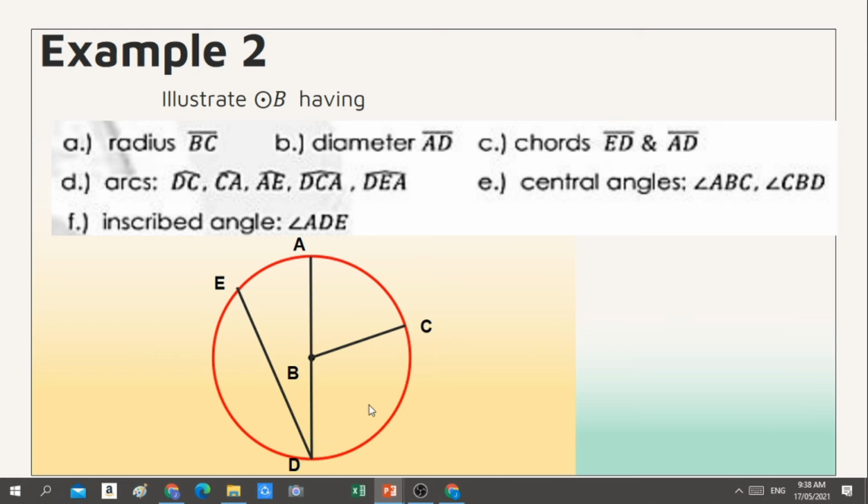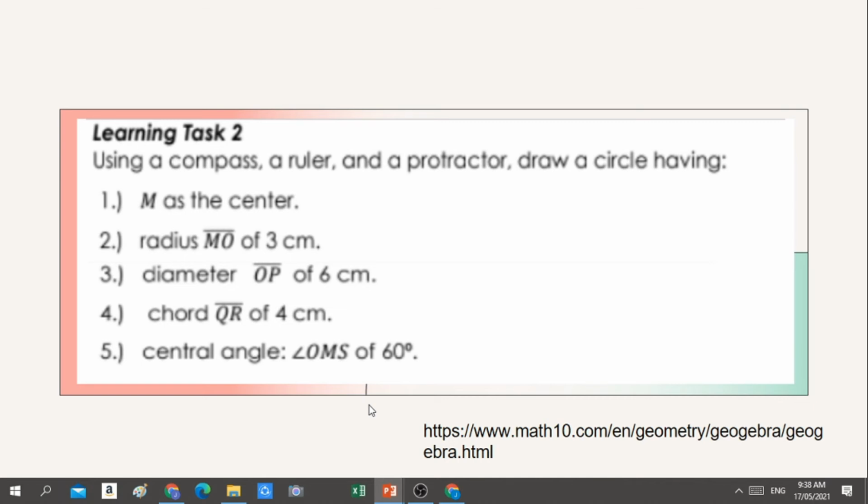Okay? And then let's have this learning task number 2, which is using a compass, a ruler, and a protractor. You need to draw a circle having M as the center, radius MO of 3 cm, diameter OP of 6 cm, chord QR of 4 cm, angle OMS of 60 degrees. Okay, so please watch this video for this learning task.